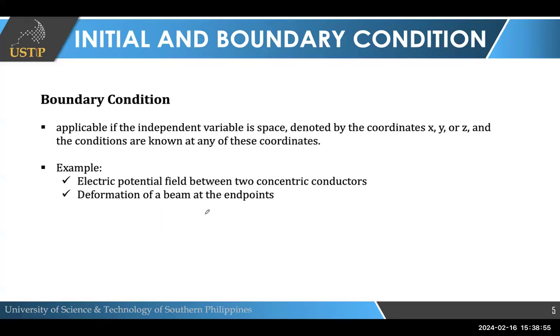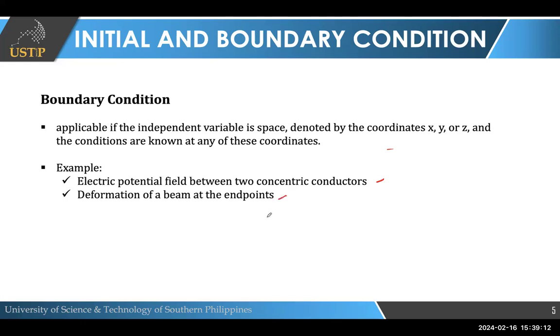Okay, boundary condition on the other hand is applicable if the independent variable is space, denoted by the coordinates x, y, and z. And these conditions are known at any of these coordinates. So for example, electrical potential field between two concentric conductors, deformation of a beam at the endpoint.